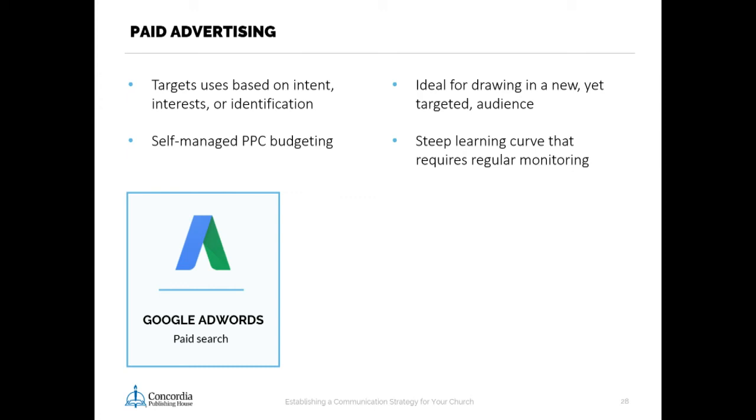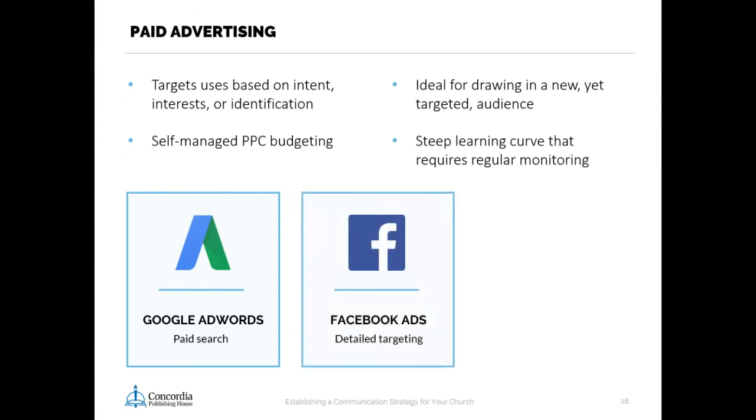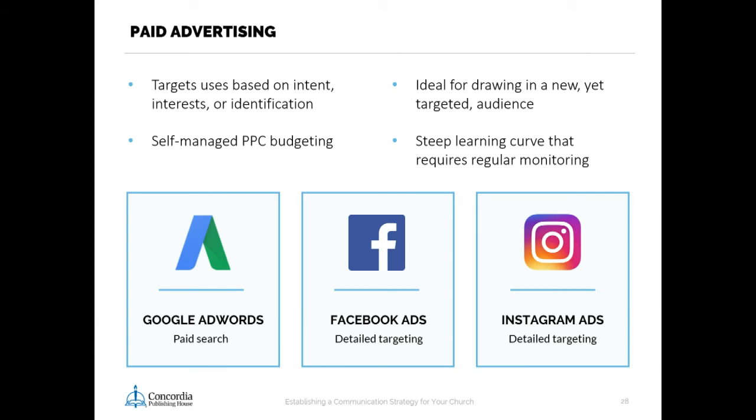Like if you could say, going back to Yellow Pages, I only want to pay for the people who are turning to the churches section, that would be great. That's what Google AdWords is. Facebook ads is detailed targeting, and there are so many ways you can target in that. We'll go into detail on that tomorrow if you'd like to know more. But Instagram ads is part of Facebook ads as well, and so you can target both of those audiences.